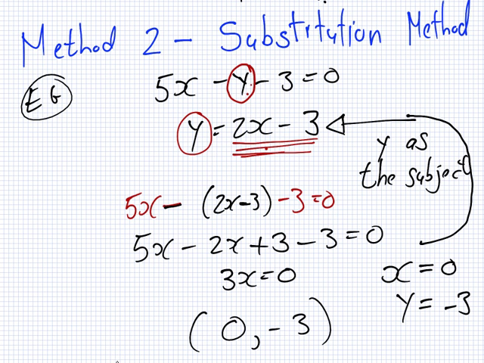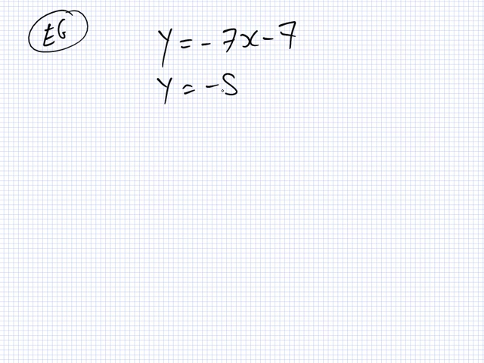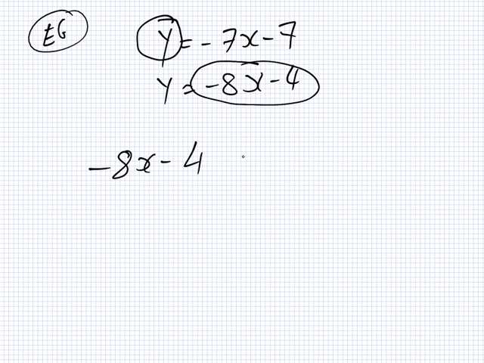Okay. Next example, I'll do another one like this. So, for example, y equals minus 7x minus 7, y equals minus 8x minus 4. Now, this one is equal to y, and this one is also equal to y. So if you replace the y here with this, you can get minus 8x minus 4 equals minus 7x minus 7. Can you see that?